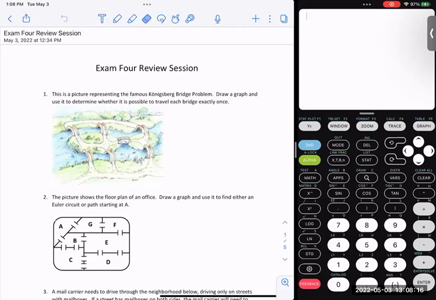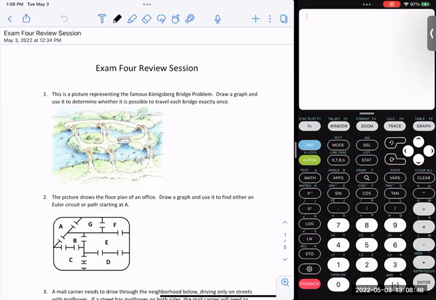It says this is a picture representing the famous Königsberg Bridge problem, which is a famous graph theory problem. It asks us to draw a graph and then use it to determine whether it is possible to travel each bridge exactly once. So the first thing we're going to do is draw our graph. On these problems where you have land masses and bridges, our land masses are going to be our vertices, or our points, and then our bridges will be our edges.